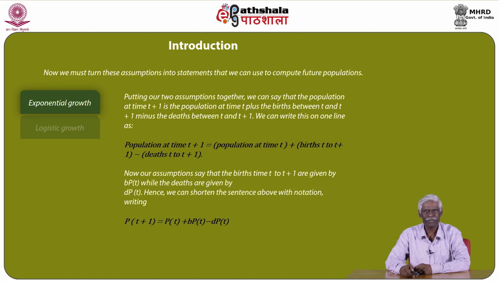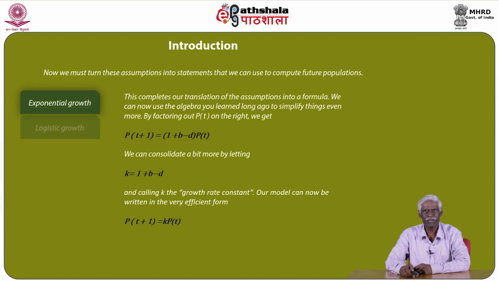Now, our assumption says that the births from time t to t plus 1 are given by b P(t), while the deaths are given by d P(t). Hence, we can shorten the sentence above with a notation, writing it as P(t+1) is equal to P(t) plus constant b P(t) minus constant d P(t). This completes our translation of the assumptions into a formula.